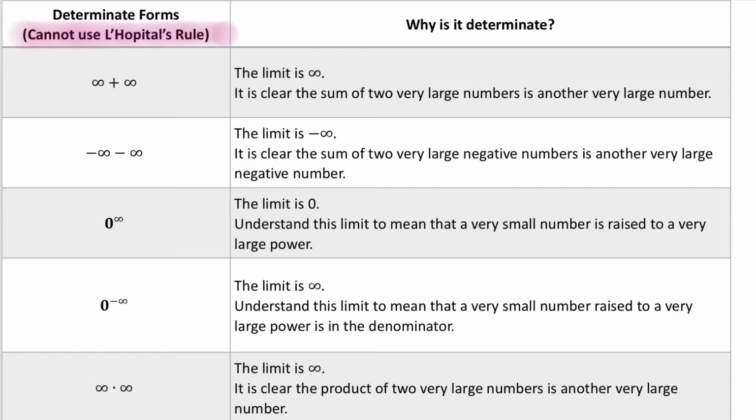So in this table here, I've listed the 5 determinate forms and the conclusion that you could make when you have one of these forms here. So we can actually make the conclusion by looking at this form here. These are called determinate forms. When you have these, you cannot use L'Hopital's rule because we cannot get it into the form that we need to apply L'Hopital's rule.